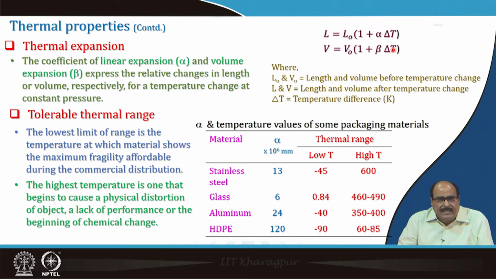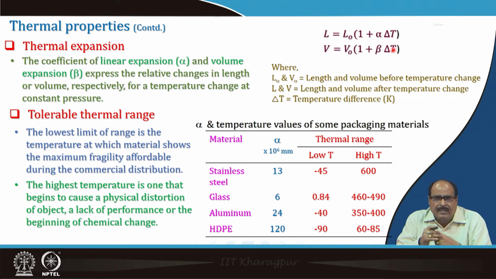Tolerable thermal resistance: the lowest limit of range is the temperature at which material shows the maximum fragility affordable during the commercial distribution, and the highest temperature is one that begins to cause a physical distortion of the object, a lack of performance or the beginning of the chemical change. So, this lower limit and upper limit of the temperature range is another important property which should be considered while selecting a packaging material.